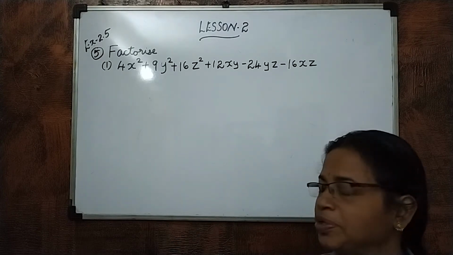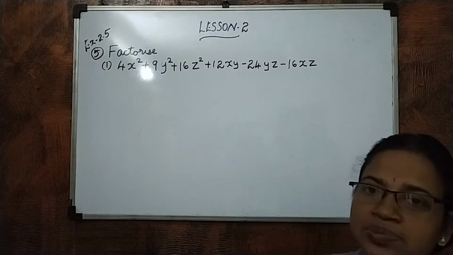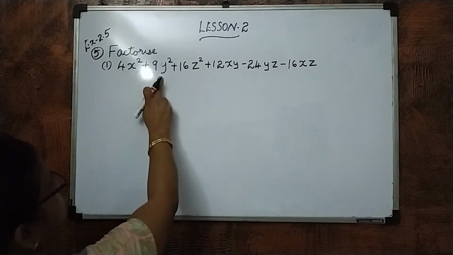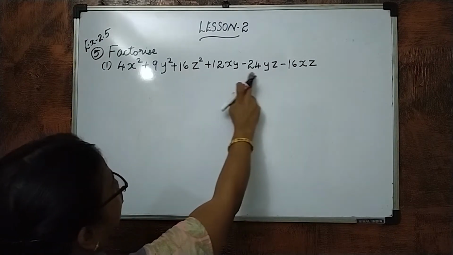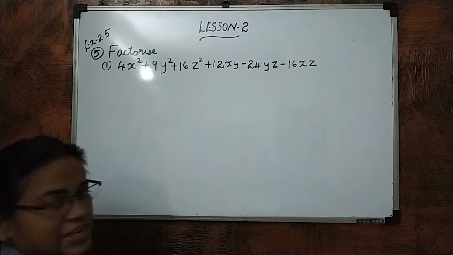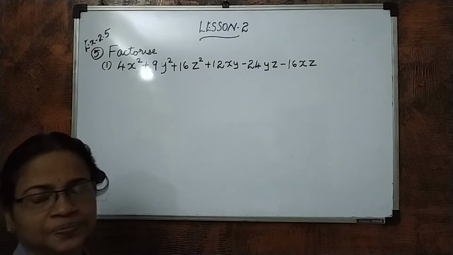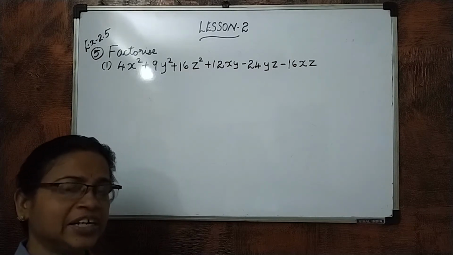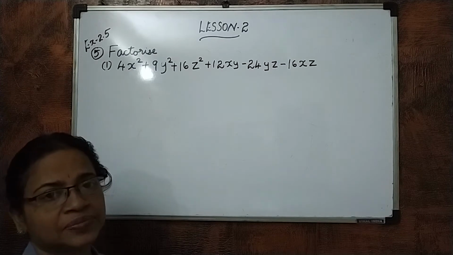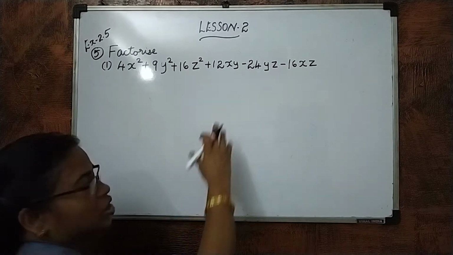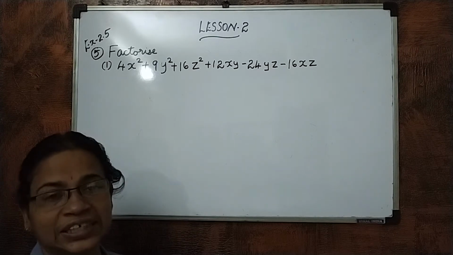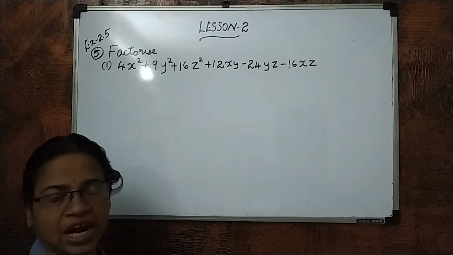Yes, I'll tell you something. Just count the terms. How many terms are there? 1, 2, 3, 4, 5, 6. 6 terms are there. Then you have to think about the identity. Which identity gives you 6 terms in the right hand side or in the left hand side? Then you start with the identities.